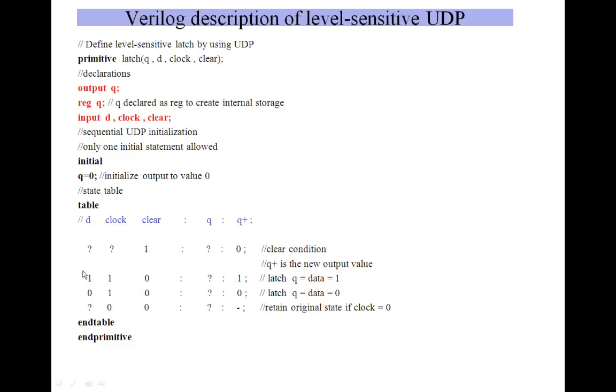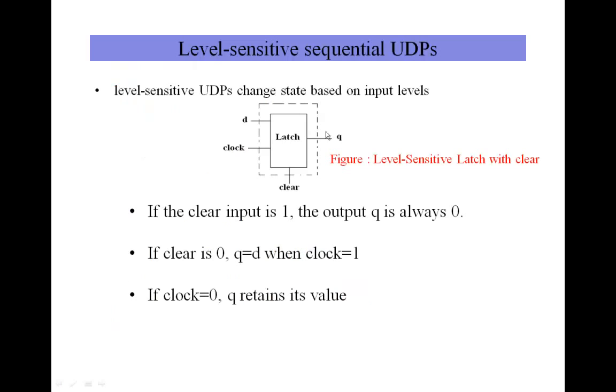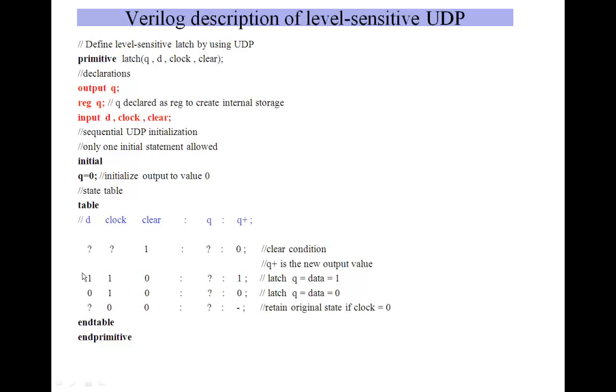When D is 1, when clock is 1, clear is 0, this D is seen on output. Whatever the current state is, output will be 1. That is, whatever the current state is here, maybe 0, maybe 1, if D is 1, when clock is 1 and when clear is 0, this 1 is seen on output Q. So that is what here.